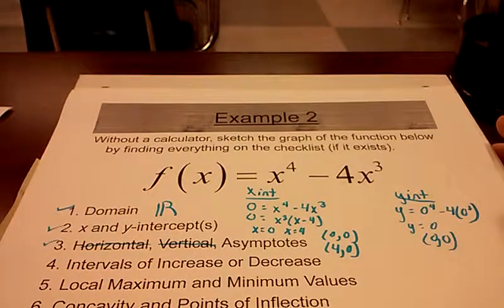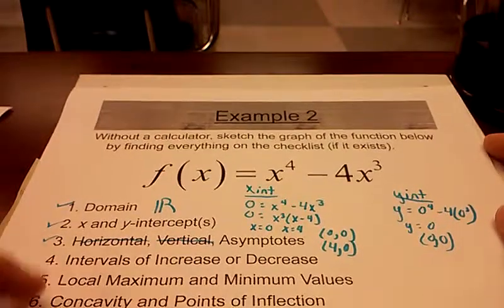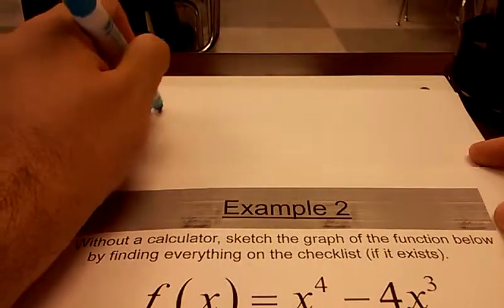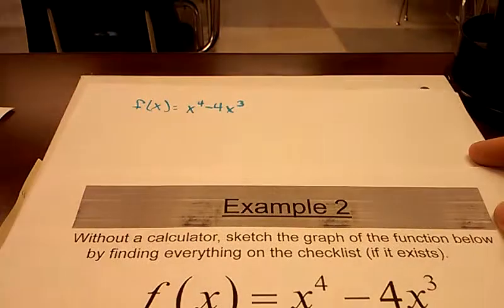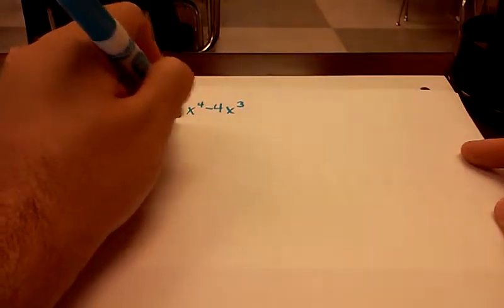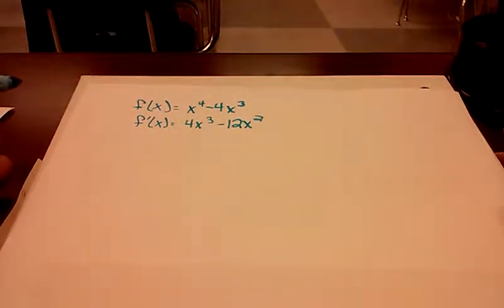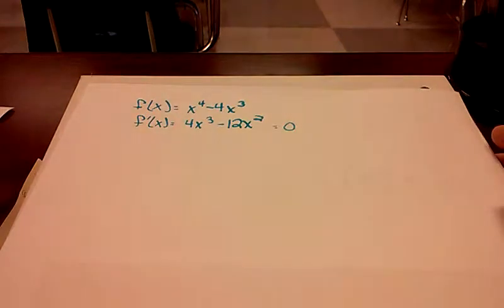For intervals of increasing and decreasing, we're going to have to find the first derivative. So let's find the first derivative of the function. f of x is equal to x to the fourth minus 4x to the third. So the derivative of this would be 4x cubed minus 12x squared. Now, whenever you're talking about critical numbers, you want to see where the derivative is undefined. Well, that's not the case here because it's a polynomial, but also where the derivative is 0. So I set it equal to 0.